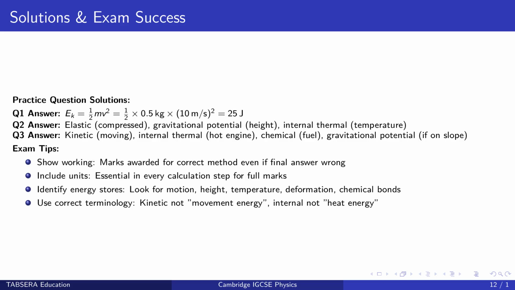For exam success, always show your working because marks are awarded for correct method even if the final answer is wrong. Include units in every calculation step. This is essential for full marks. When identifying energy stores, look for key indicators. Motion means kinetic, height means gravitational potential, temperature means internal thermal, deformation means elastic, and chemical bonds mean chemical energy. Use correct terminology. Say kinetic, not movement energy, and internal, not heat energy.